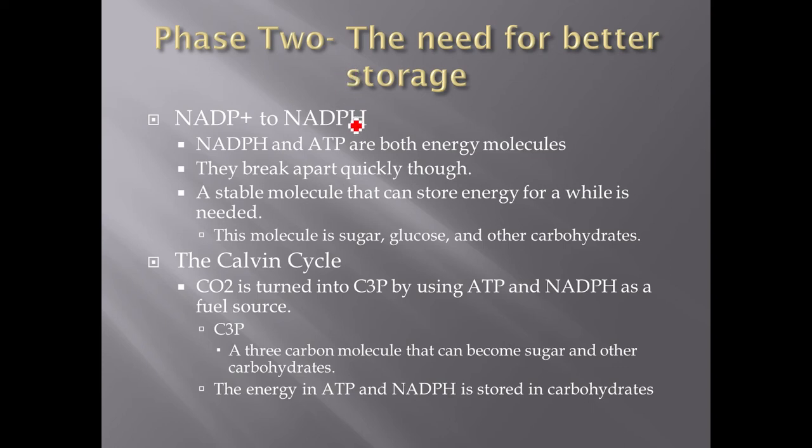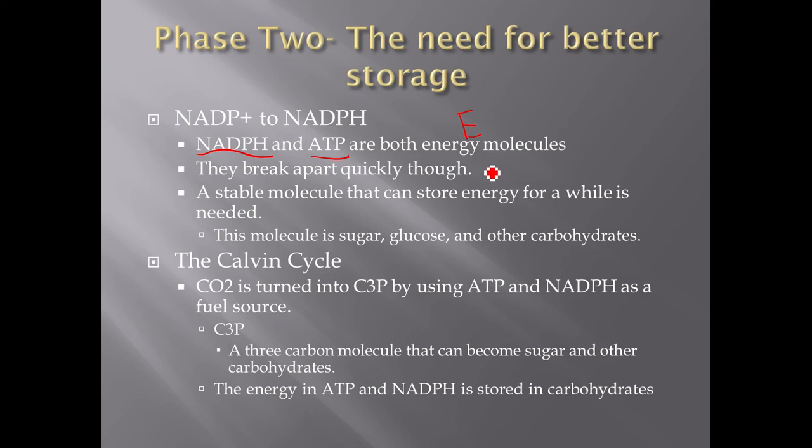Phase 2. So at the end of the electron transport, we have two molecules. We have NADPH and ATP. Both of these are high energy molecules. They have lots of energy in them, but there's a problem. They break apart very quickly. It would be like having a piece of very breakable glass. It looks cool and it works, but it breaks way too easily.